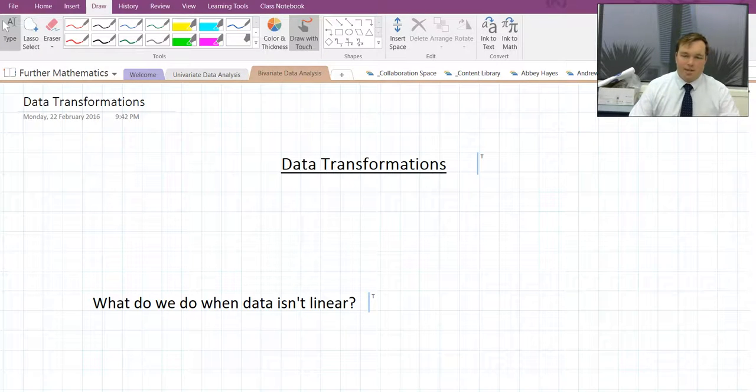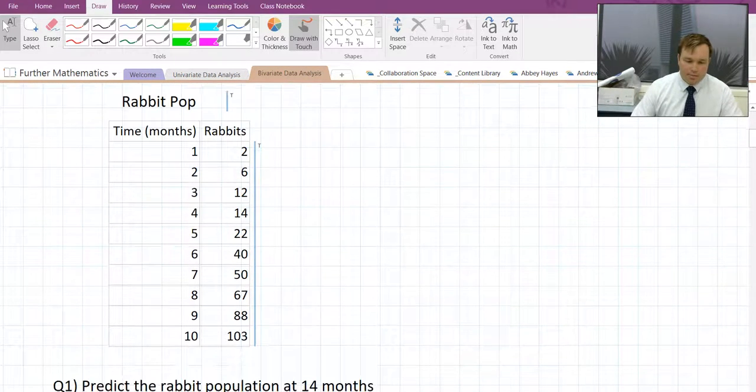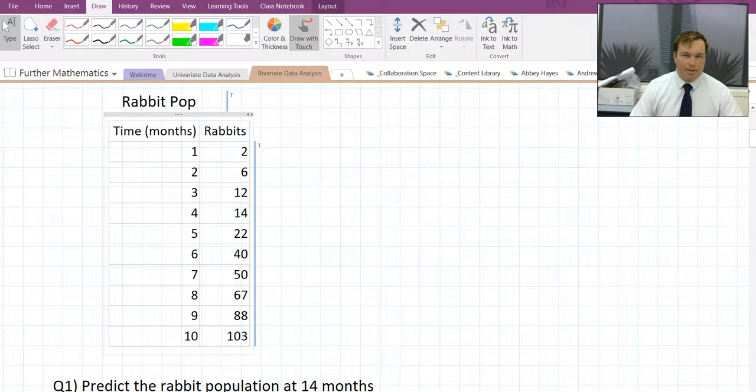Today we're looking at data transformations. And data transformations start by asking the question, what do we do when the data isn't linear? So let's take a look at a very basic example. Time and rabbits. Time in months starts off with 2 rabbits, they breed, I made up the numbers to show a point. And let's see what this data looks like on the calculator and on a scatter plot.